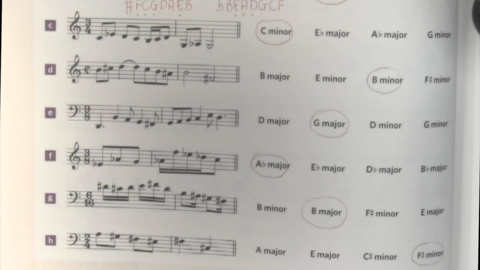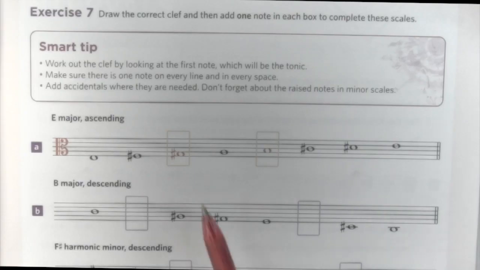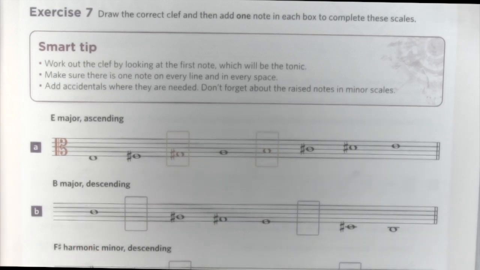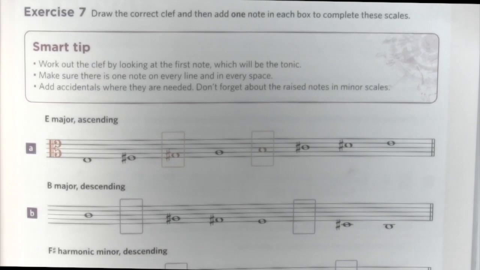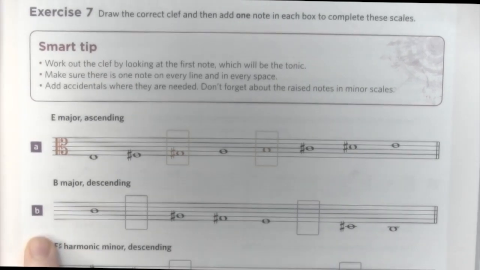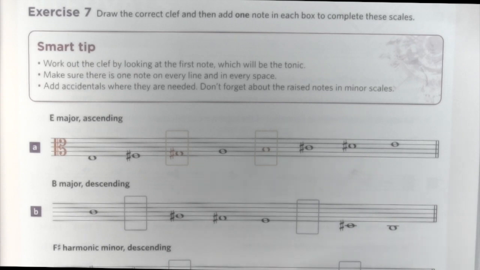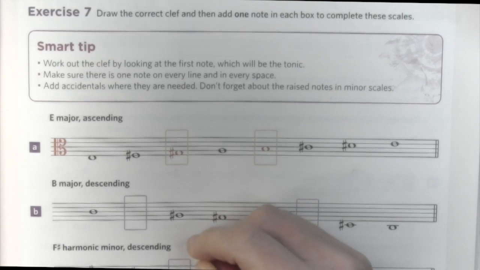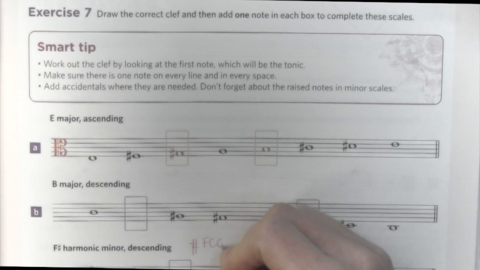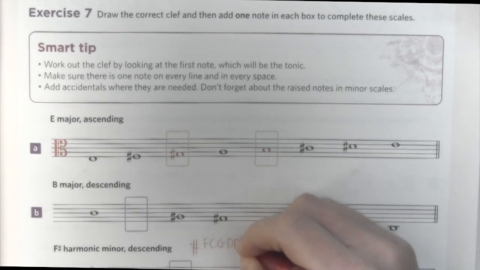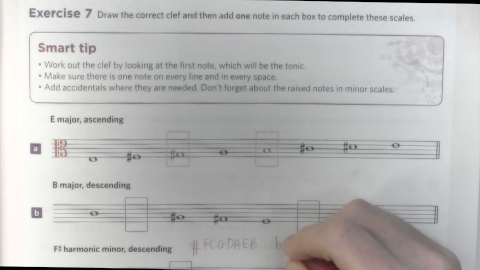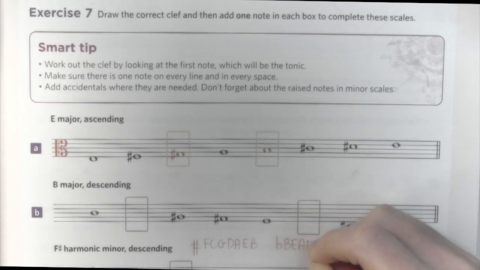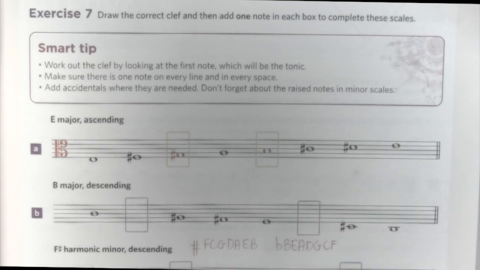There is a challenge at the bottom of the page, and again I challenge you to do yours and send it over to me. Exercise 7. In exercise 7 we need to draw the clef and add the 2 missing notes to complete the scales, as they are called. So we need the list of sharps and flats, and I think I will need to write them twice, but anyway. Fa, do, sol, re, la, mi, and si. And then si, mi, la, re, sol, do, fa. I hope you can see this well.